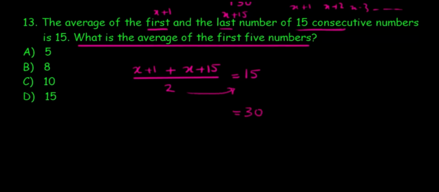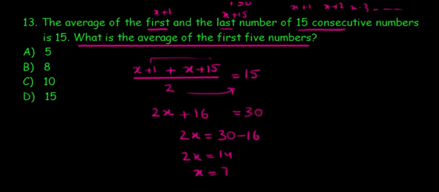Let's take 2 to the other side, that's a 30. x and x together, that's a 2x. 1 and 15 together, that's a 16. 2x, take 16 to the other side, that's a 14. 2x equals 14, that means x is a 7. Now that I have the value of x, what do they want? What's the average of the first five numbers?